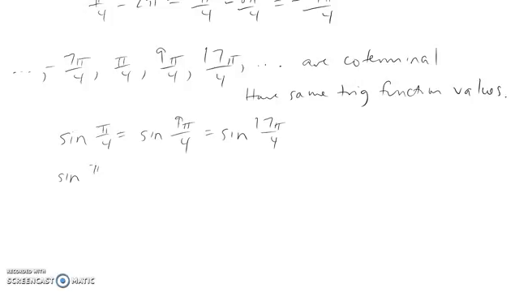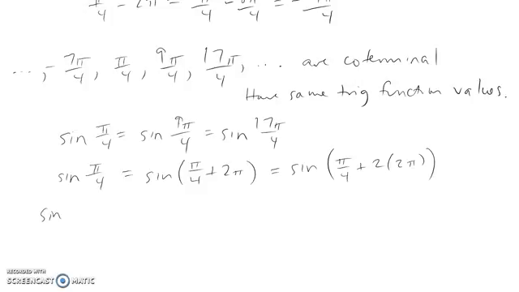Rewritten, we could think of this as sine of pi over 4 equaling the sine of, remember, 9 pi over 4 is pi over 4 plus 2 pi. And 17 pi over 4 was pi over 4 plus 2 pi plus 2 pi again, so that's 2 times 2 pi. And because of this, the sine value of theta is periodic. So sine is what we call periodic, with a period of 2 pi times k, where k is an integer.